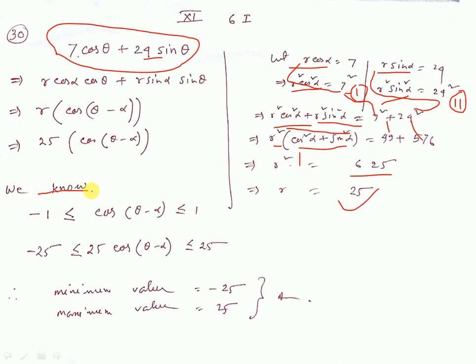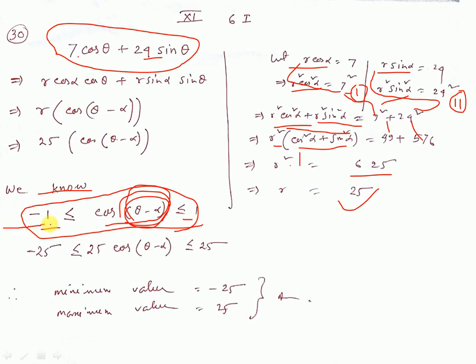Now we know minus 1 less than or equal to cos of an angle, less than or equal to 1. This is one formula, you have to memorize it. Minus 1 less than or equal to cos theta less than or equal to 1. Theta means one angle, so theta minus alpha is also one angle. So minus 1 less than or equal to cos of any angle, less than or equal to 1. You have to memorize this. Now multiply everything by 25.